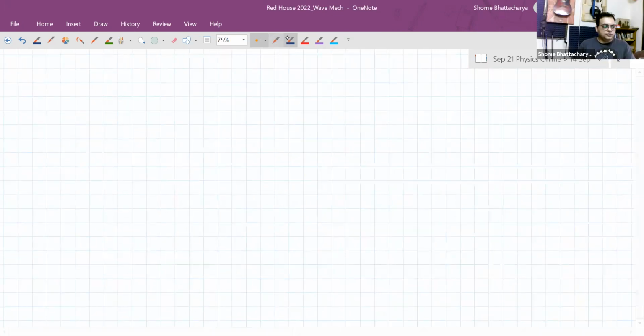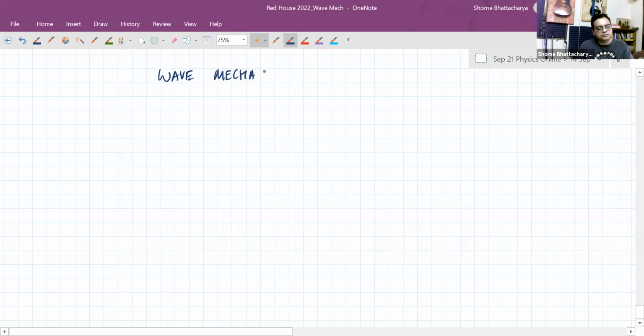So we have some time to go, so we can take a nice introduction into the next chapter, which is wave mechanics. So the next section of physics for us is wave mechanics. First of all, we'll try to understand a broad meaning without getting into a technical definition, a meaning of the term wave, or wave motion, or any wave phenomena.